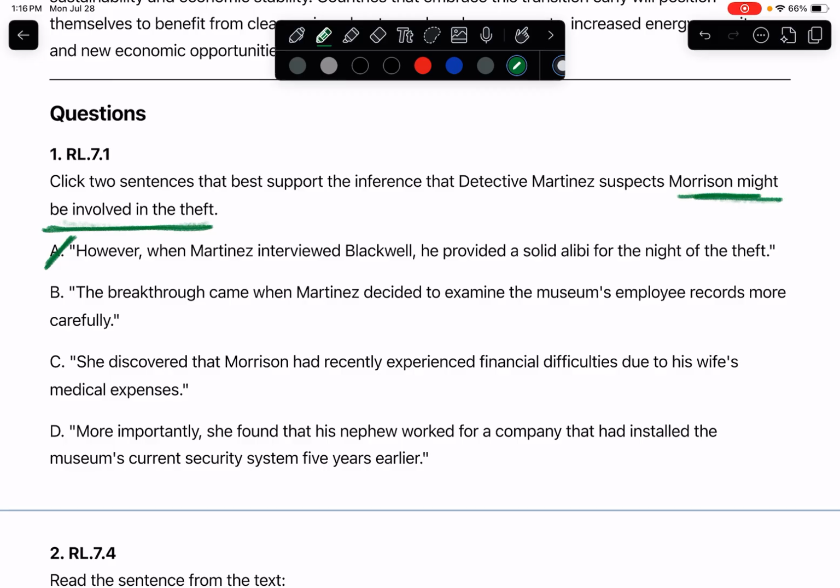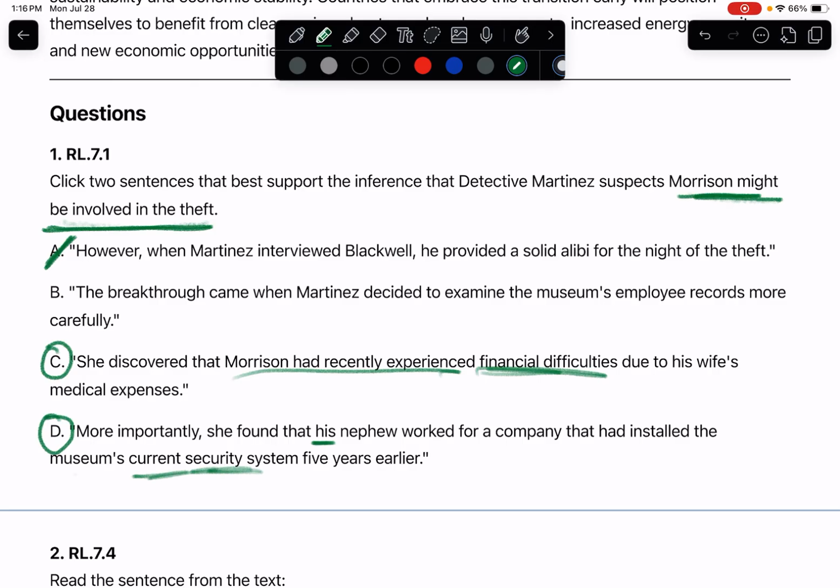Okay, possibility. She discovered that Morrison had recently experienced financial difficulties. And more importantly, she found that his nephew worked for the company and installed the museum. So it's going to be B, C, or D. Now, all of these talk about employees, but only C and D are focusing on Morrison and how he's having difficulties with money, and how his nephew, Morrison's nephew, worked for a company that ran the security system.